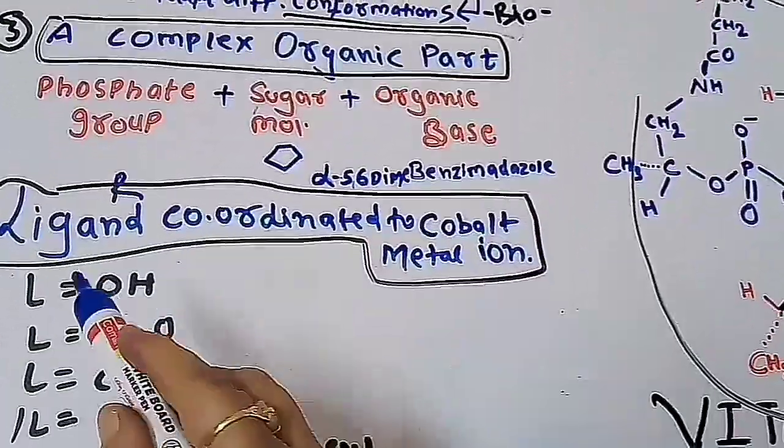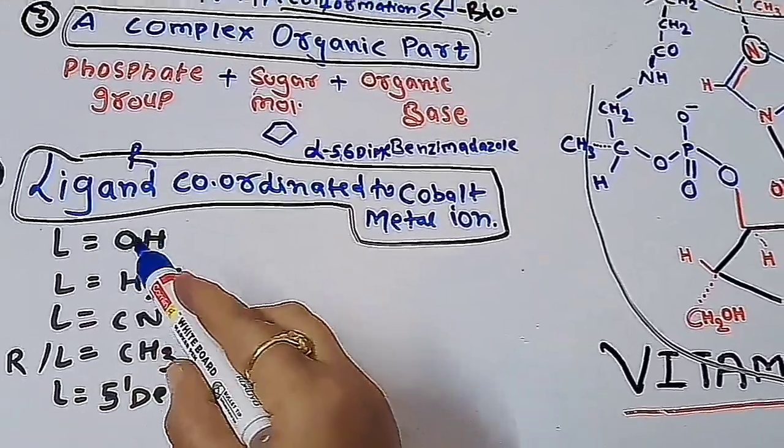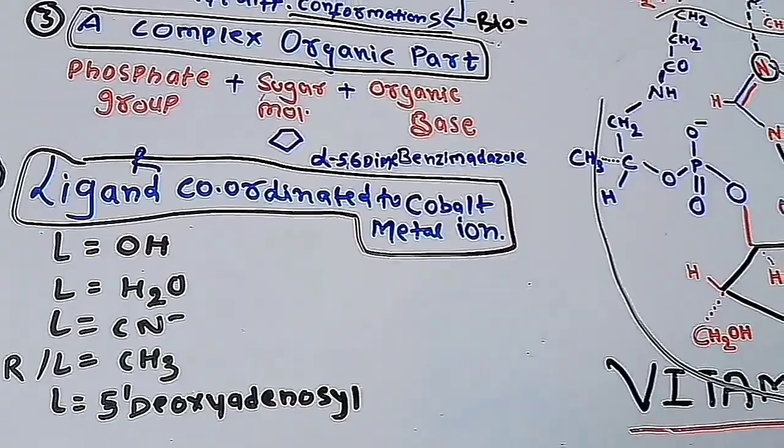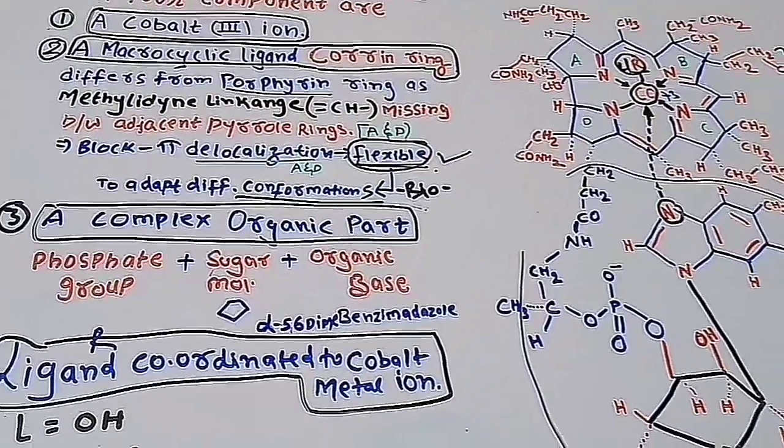According to the presence of the various types of the ligands on the 6th octahedral site, the names of the vitamin B12 complexes can vary.